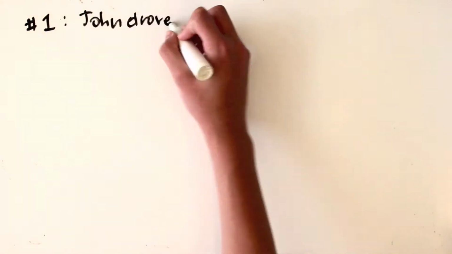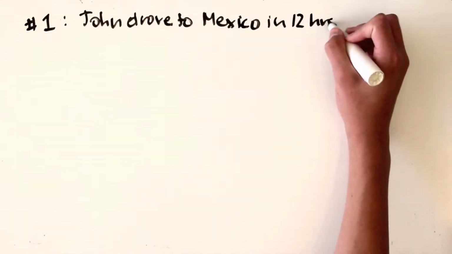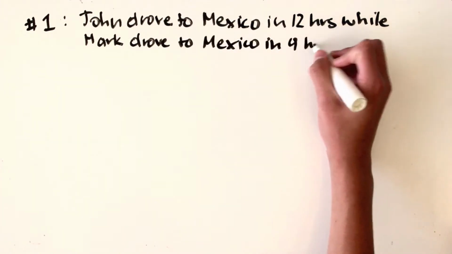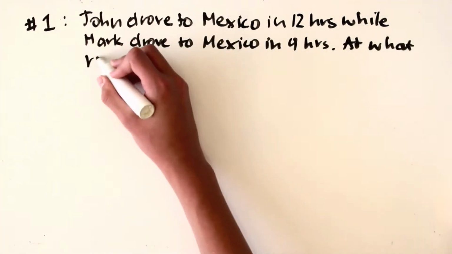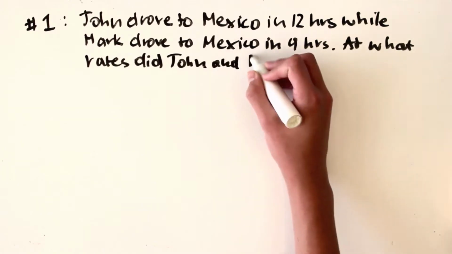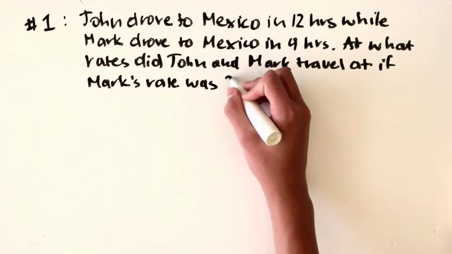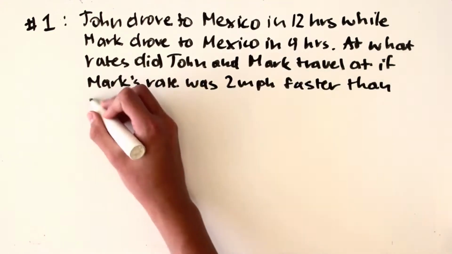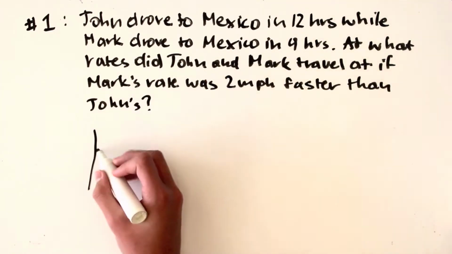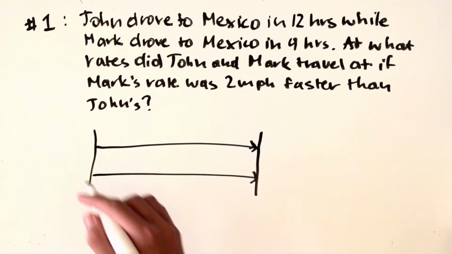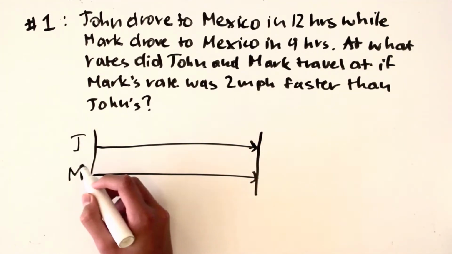Problem number 1. John drove to Mexico in 12 hours, while Mark drove to Mexico in 9 hours. At what rates did John and Mark travel if Mark's rate was 2 miles per hour faster than John's? Now the first thing you do is draw a diagram, and since this is an equal distance uniform motion problem, the lines will be congruent.